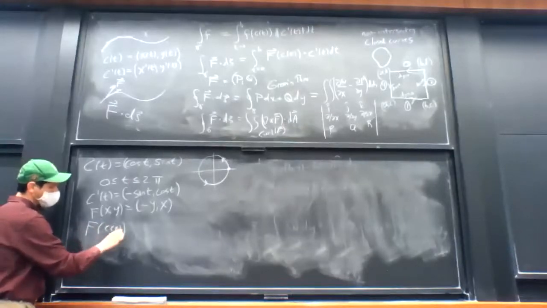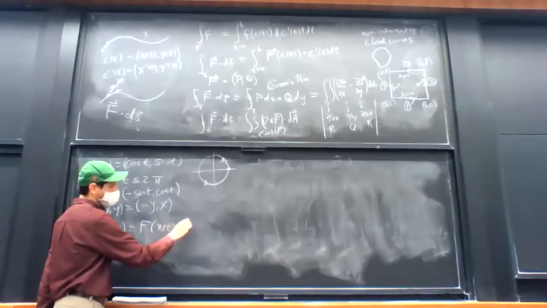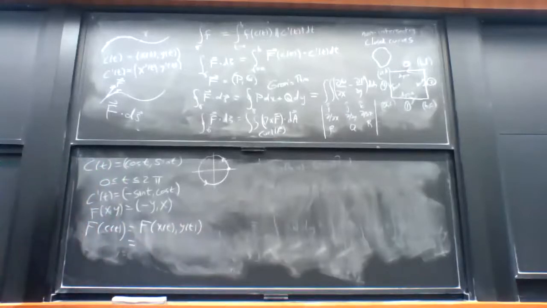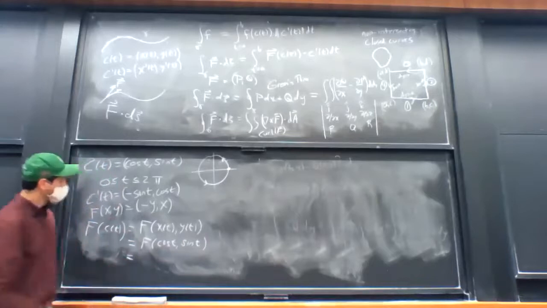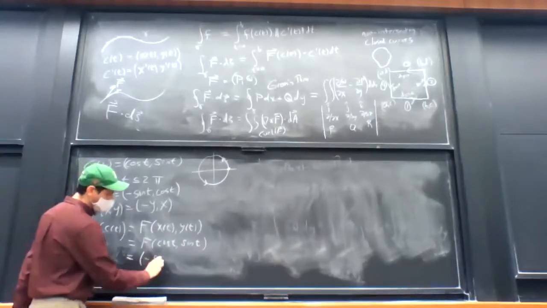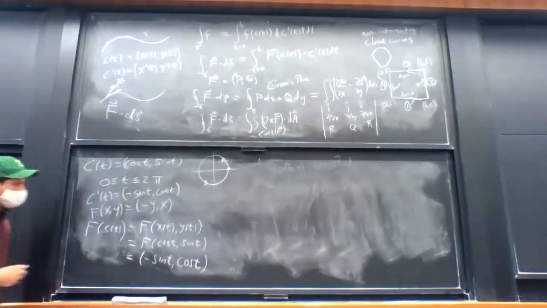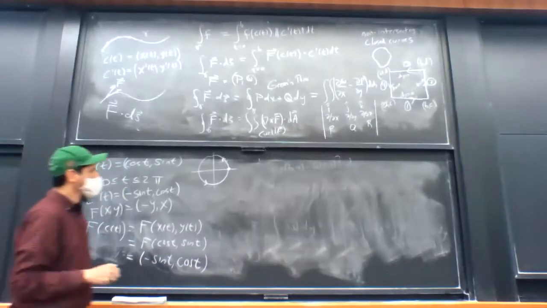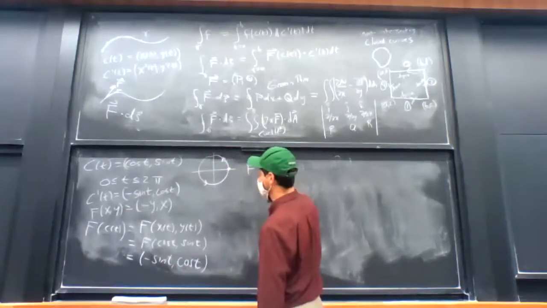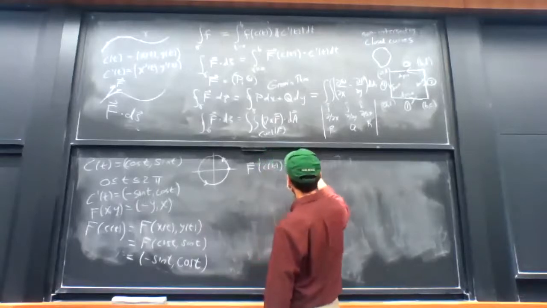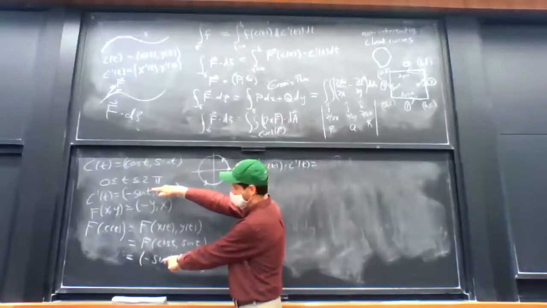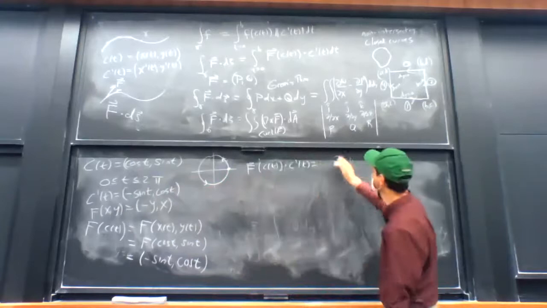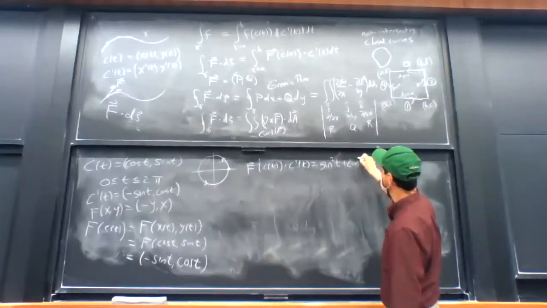If I look at f of c of t, this is f of x of t, y of t. That's the same as f of cosine of t, sine of t. And so f of x, y is negative y, x, so this is going to be negative sine of t, cosine of t. Let's continue to calculate. So f of c of t dotted with c prime of t. So we have negative sine of t times negative sine of t is sine squared of t, plus cosine of t times cosine of t, cosine squared of t. It's going to be sine squared of t plus cosine squared of t, and that is 1.